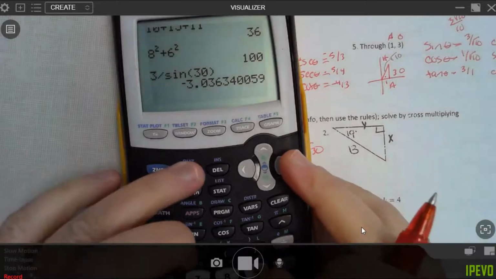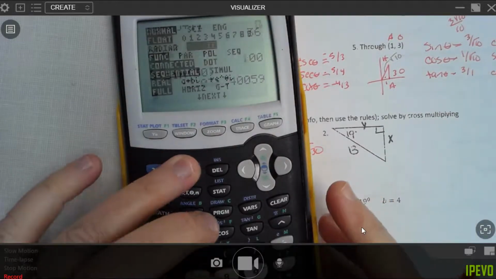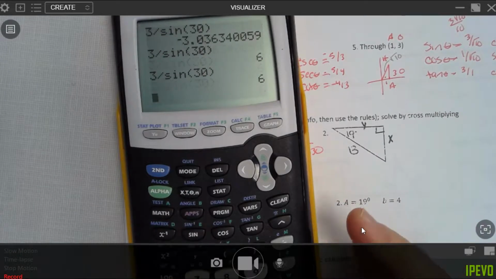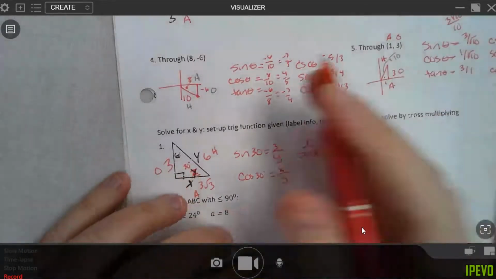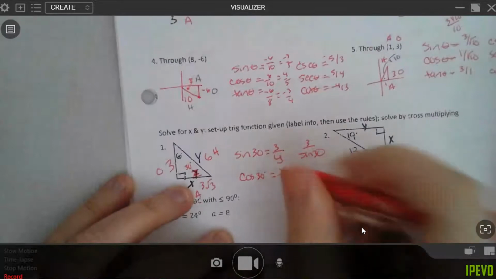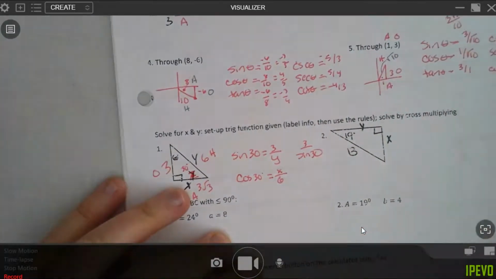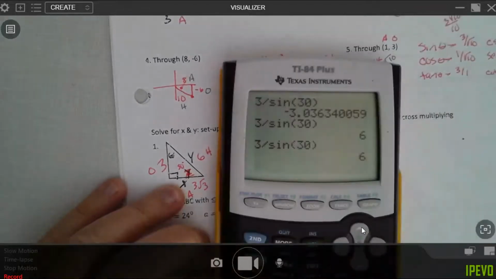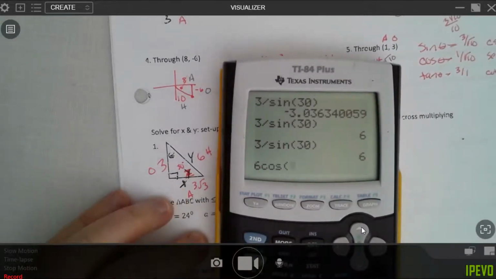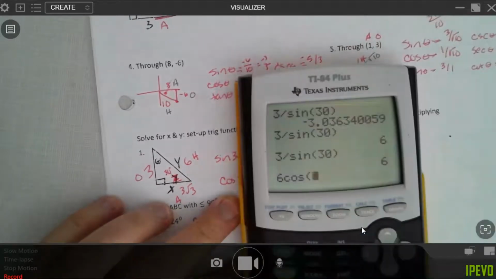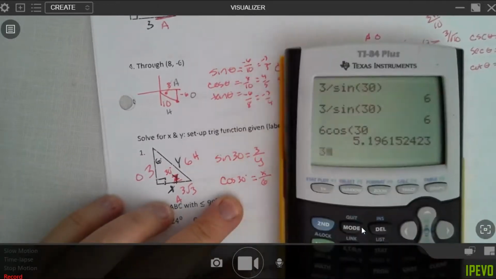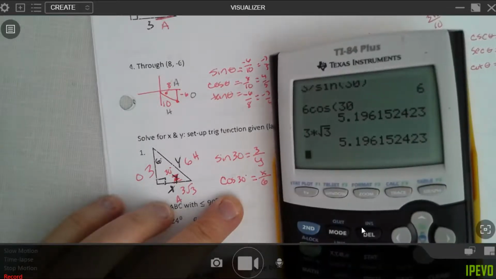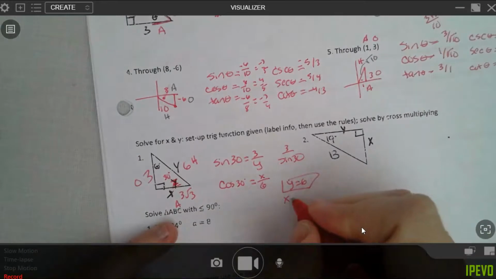Oh, do I have it in the wrong mode? Let me change it over to degrees. 6. So that's why Y is 6, and I can change this to a 6 right here. So Y equals 6. And then if I do 6 cosine of 30, that is the same thing as 3 times the square root of 3. You're going to learn how to do that too. So you can write approximately 5.2 if you'd like for now.